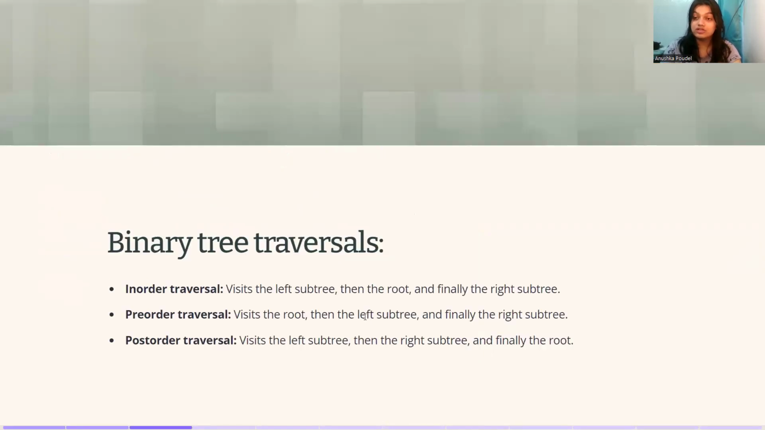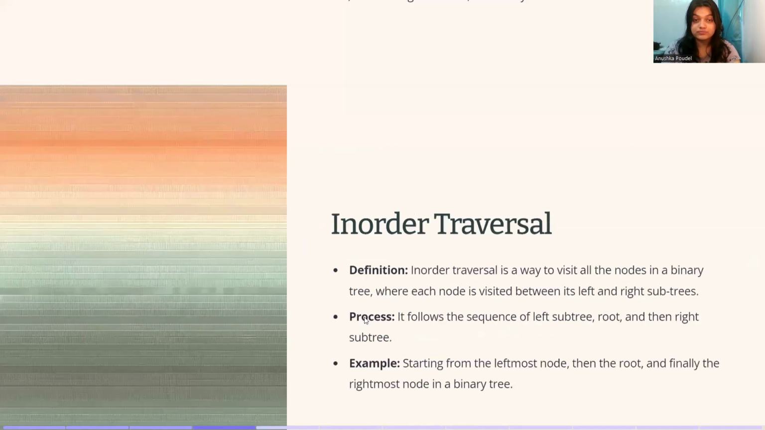Let's understand binary tree traversal. Traversal is to visit each node. There are three types of traversal: in-order, pre-order, and post-order. In-order visits the left subtree first, then the root, followed by the right subtree, like the root in the middle. Pre-order traversal is the root, then the left subtree, and finally the right. Post-order traversal first visits the left, then the right, and finally the root.